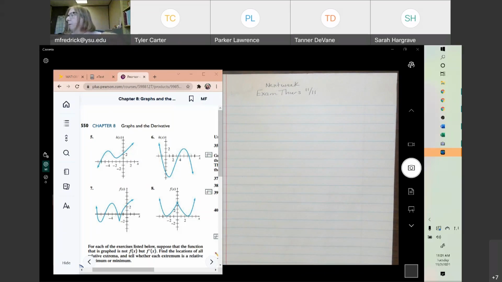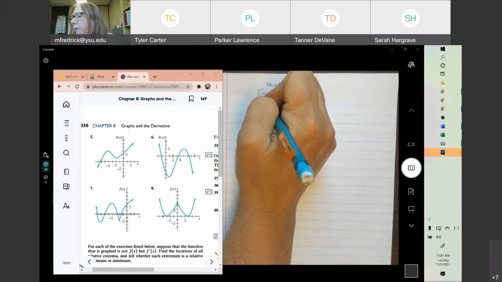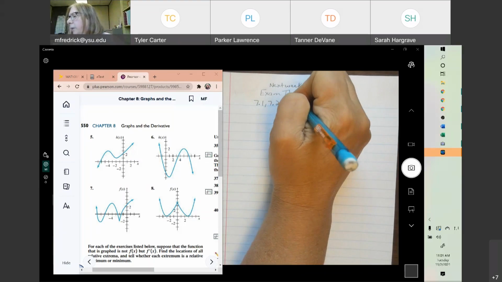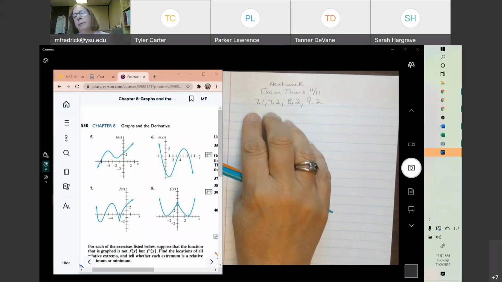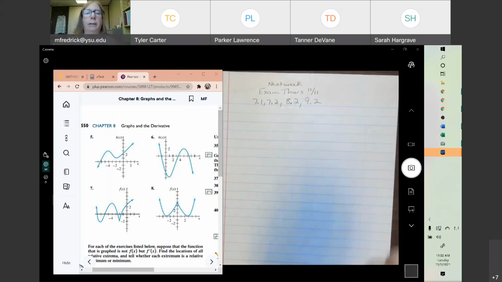It will be over chapter 7, which was 7.1 and 7.2, and then chapter 8, which is only 8.2, and then 9.2. So we just do beginning of derivatives, and then we do the applied problems in chapter 8 and 9 for business applied. Any questions?